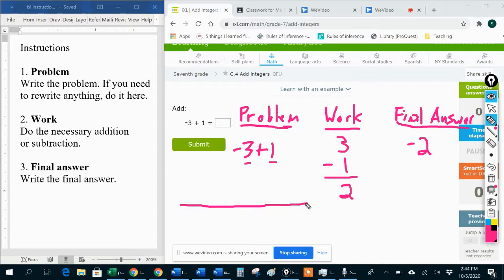You don't have to draw a number line for all of these. You can if the numbers are small enough that it's not too hard. You can if you want to. I'm just showing you the number line so you can see that the answer does make sense. Because if we start at -3 and then plus 1 means we go one space to the right, we would end up at -2. So everything that we did over here makes sense. All right, so let's move on to the next problem.